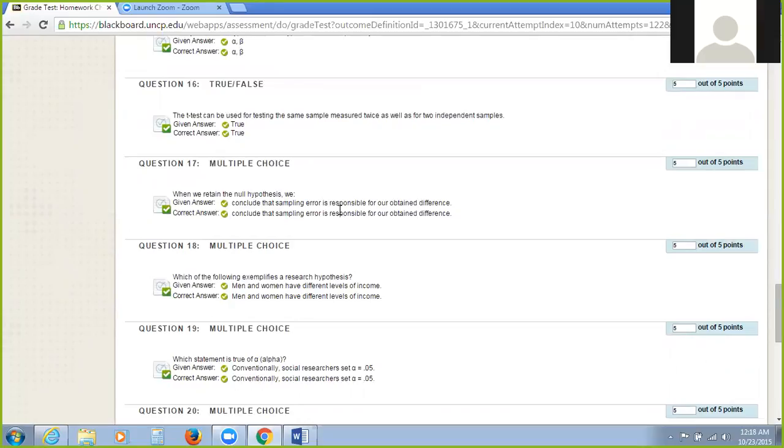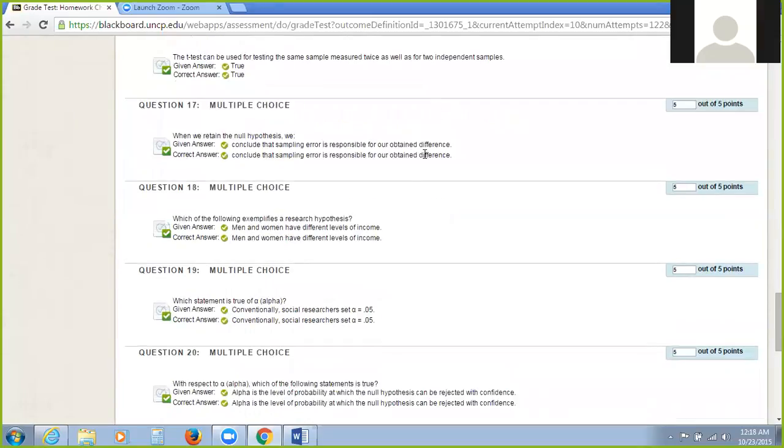Right? So we said before, no matter what you do, you can never get rid of sampling error. But when we retain the null, we're saying if there is a difference between these two averages, it is because of sampling error. If we had rejected the null, we could say, oh, look, there is a difference, and it wasn't due to sampling error.